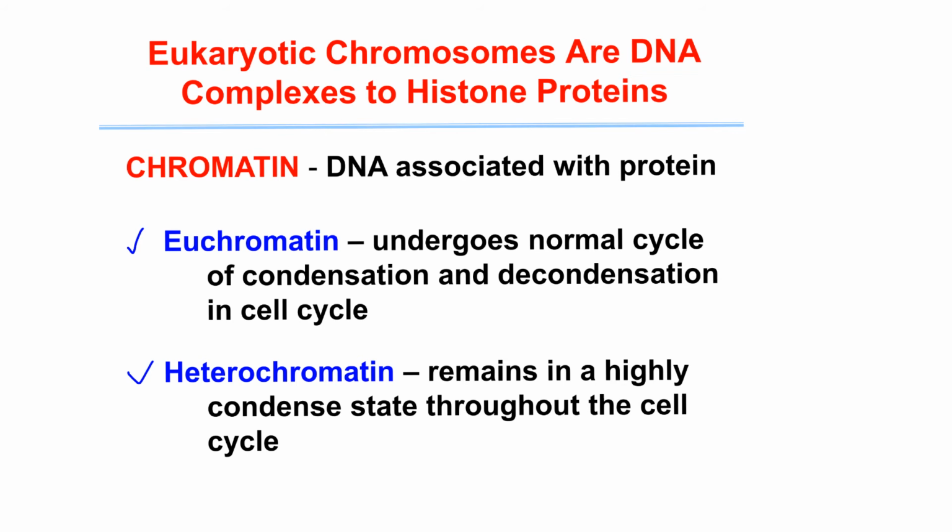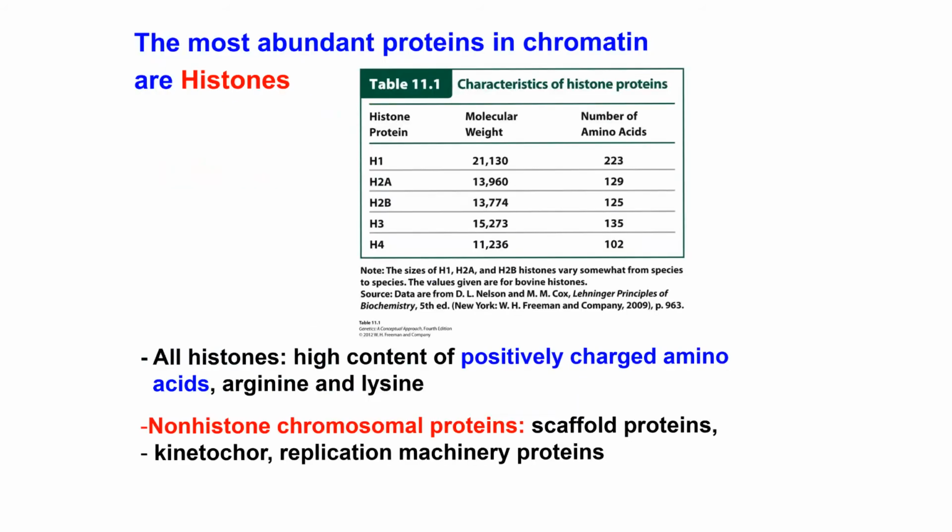As discussed before, eukaryotic DNA is closely associated with proteins, and the most abundant proteins in chromatin are histones. Histones have a high content of positively charged amino acids, particularly arginine and lysine. These positive charges in histones attract negatively charged DNA. You remember the phosphate of DNA has a negative charge, and this attraction between positively charged histones and negatively charged DNA holds the DNA in contact with histones.